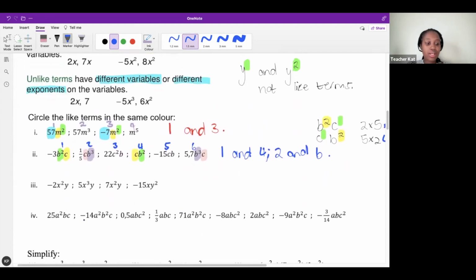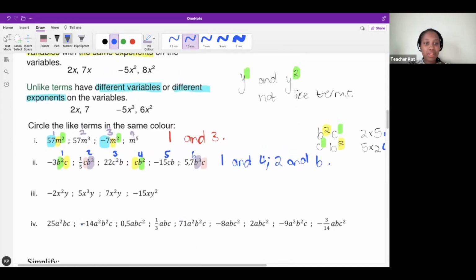Let's do number 3 quickly. Logan's already ready. Logan was waiting for me to say number 3. Let me number them quickly. I haven't even numbered them. 1, 2, 3, 4. Everyone is saying 1 and 3. Okay, let's check. Number 1 has an x squared, number 3 has an x squared. Okay, that's correct. I need to start using a larger variety of colors here. And number 1 has a y, and so does number 3. So they are indeed like terms. So for number 3, it's 1 and 3.